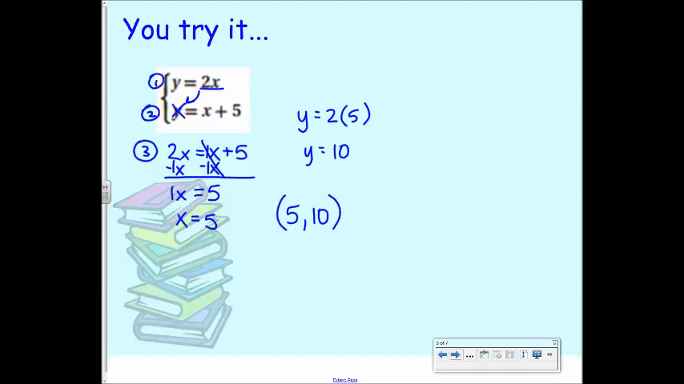And I want to double check that that works, so I'm going to plug that back into equation number 2, because we already used equation number 1 to see if that worked. So number 2 would be 10 equals 5 plus 5. Is that true? Yes, because 10 equals 10. Therefore, that solution worked.